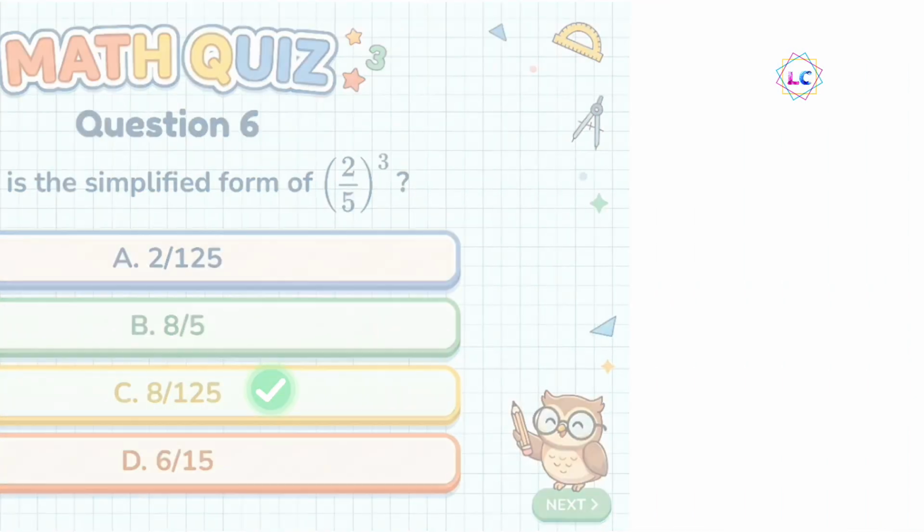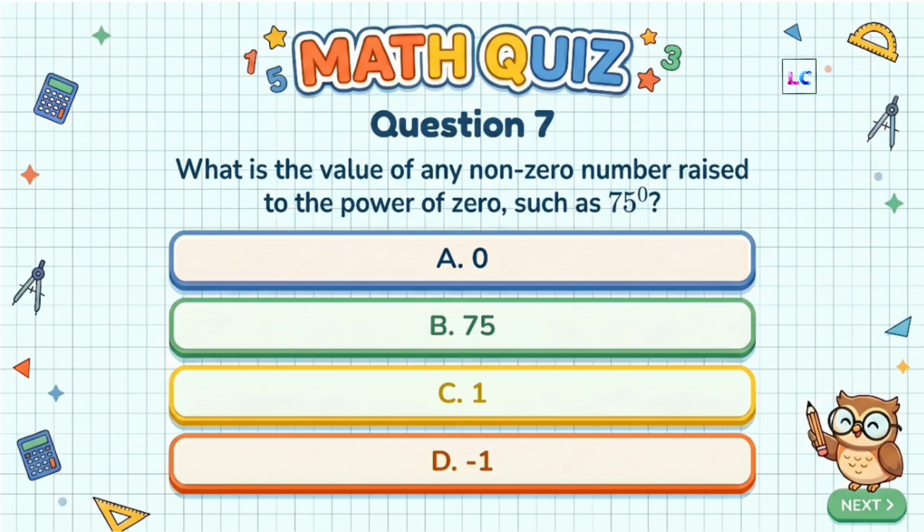Click Next. Question 7. What is the value of any non-zero number raised to power of 0, such as 75 power 0? The right answer is option C, 1.